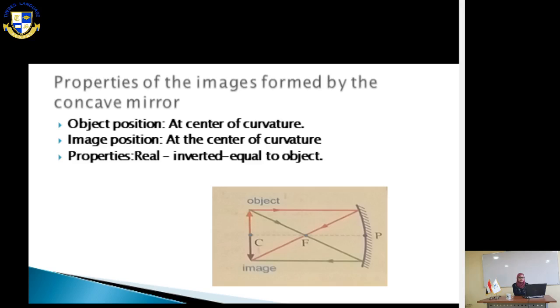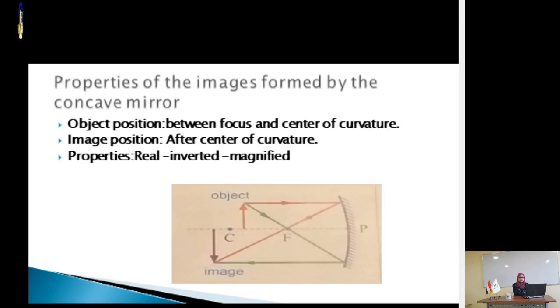Slide number 16. Here, properties of the image formed by the concave mirror. Here we have the object between the center of curvature and the focus, and the light falls on the concave mirror, returns back through the focus, and forms an image far away from the center of curvature. So the object position is between focus and center of curvature, and the image is after the center of curvature. What are the properties? It is real, inverted, and magnified.